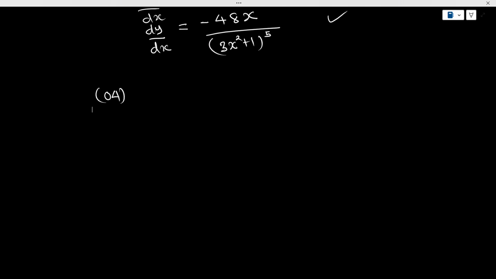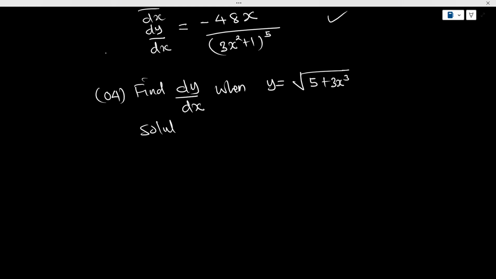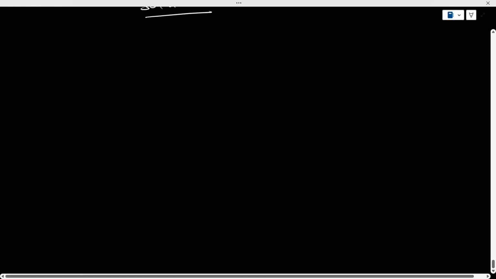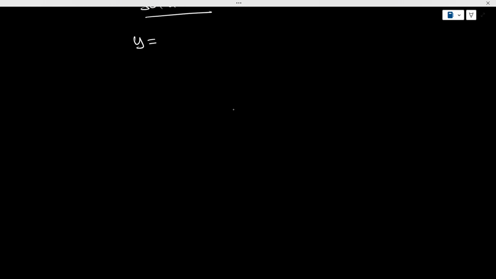So example number 4, find dy/dx when y equals the square root of 5 plus 3x squared. Solution: start by rewriting the function, that y equals the square root of 5 plus 3x squared.